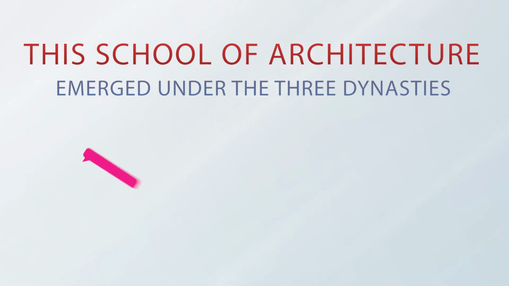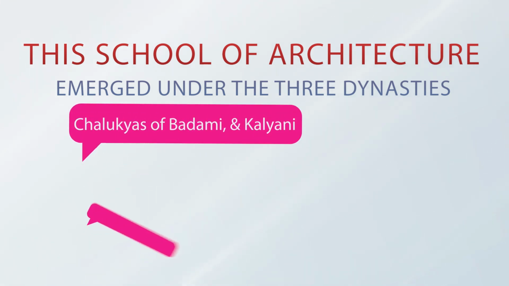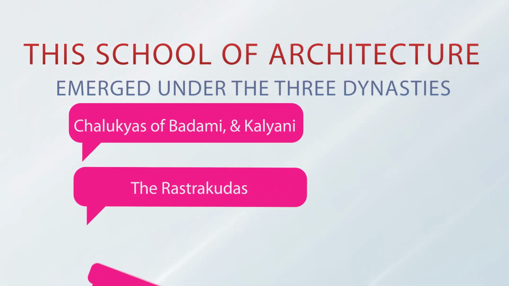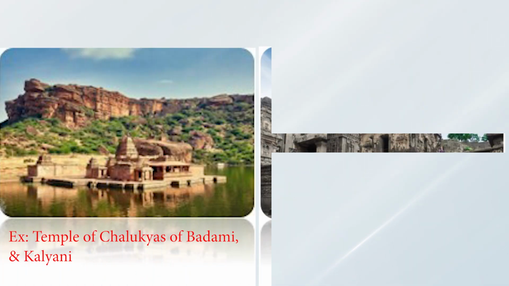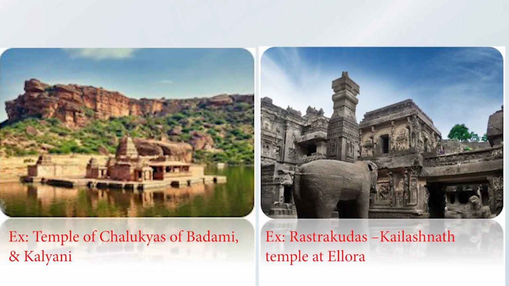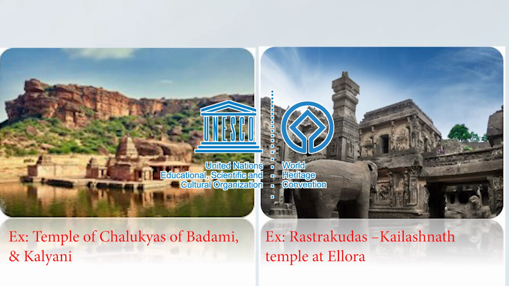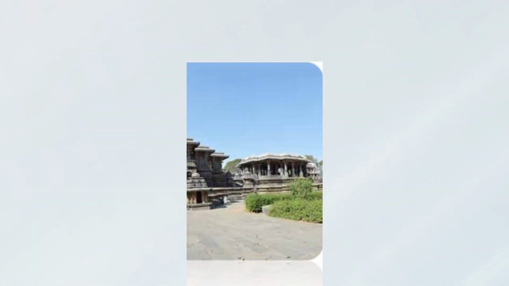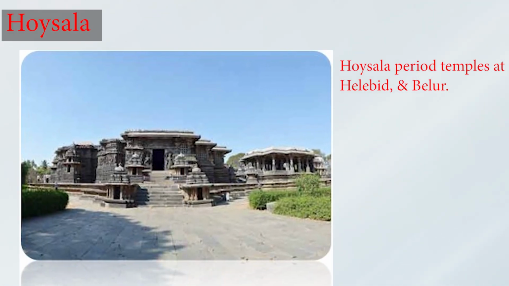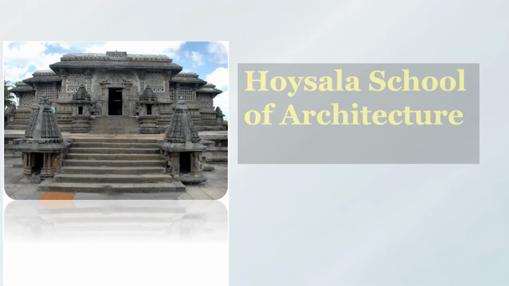In this Vesara temple architecture, three other prominent dynasties emerged. The first one is the Chalukyas of Badami. The second dynasty is the Rashtrakutas. They built the Kailashnath temple in Ellora. It is the largest rock-cut Hindu temple, and it is also one of the UNESCO World Heritage Sites. Next, the Hoysalas. They built temples at Halebidu and Belur. Next, we are going to see Hoysala architecture.